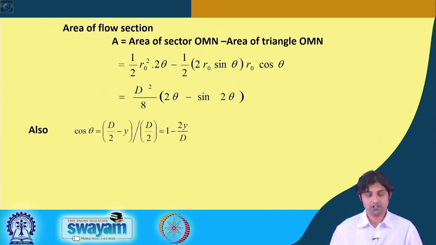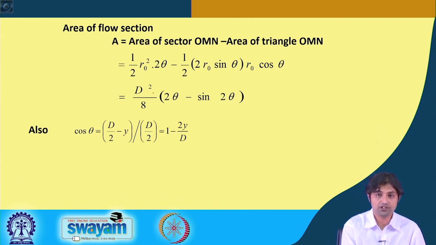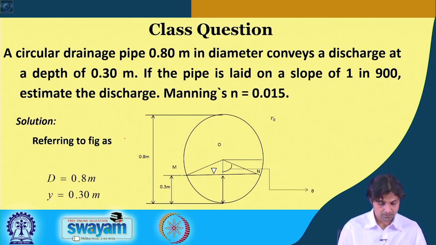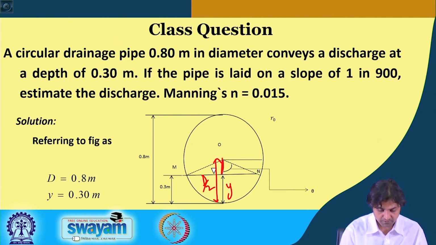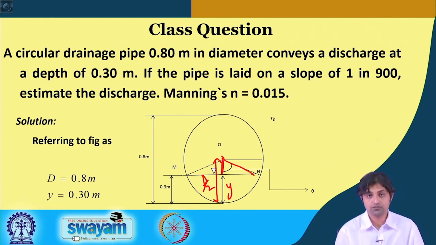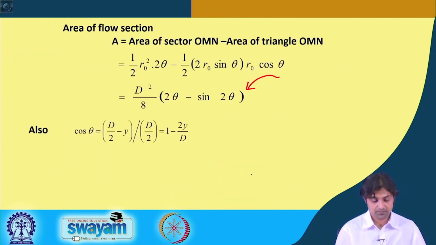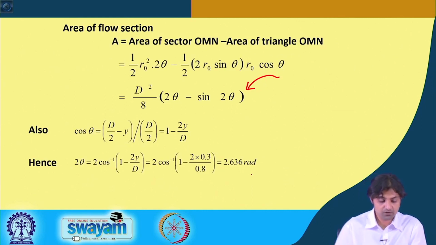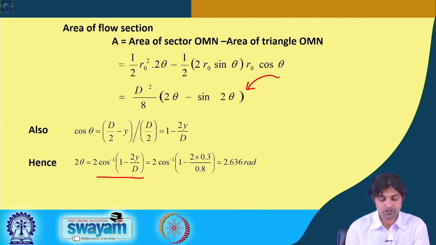Also, we know that cos theta can be written in terms of d and y, where d is the diameter. Here we use r naught, but finally we turn this in terms of diameter d. Cos theta is simply (d by 2 minus y) divided by d by 2. If this is y and this is d by 2, then d by 2 minus y is this length. Hence 2 theta can be written as 2 cos inverse of this value. Because y and d we know, we are able to calculate 2 theta.